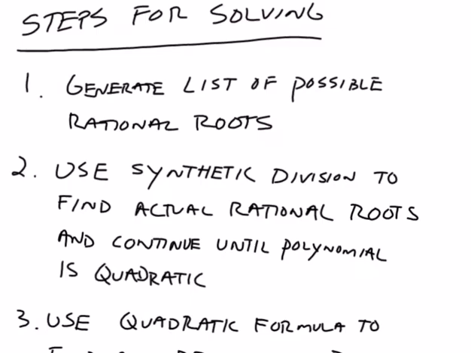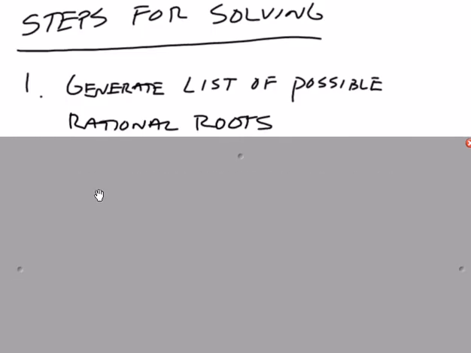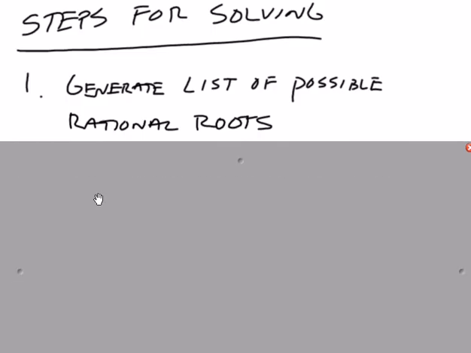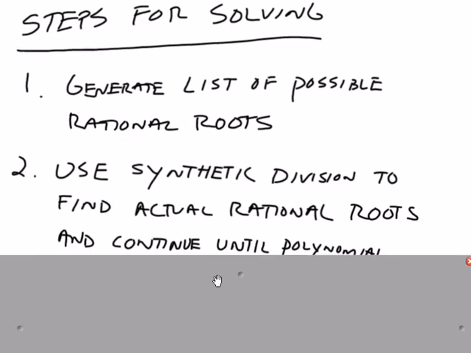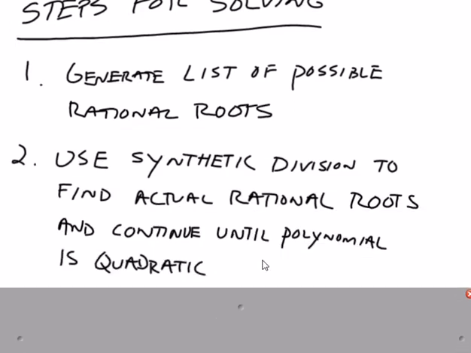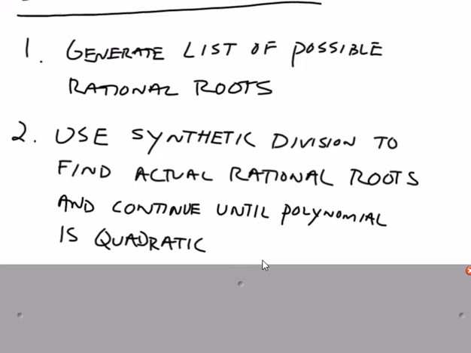So the process, the steps for solving, is that we're going to start off with our rational roots. We generate a list of possible rational roots by the method from the previous slide: the factors of the constant divided by the factors of the lead coefficient. Now we use synthetic division to test each one until I'm successful enough times to get my polynomial down to second degree, down to quadratic.